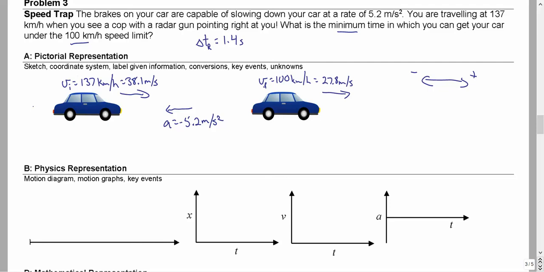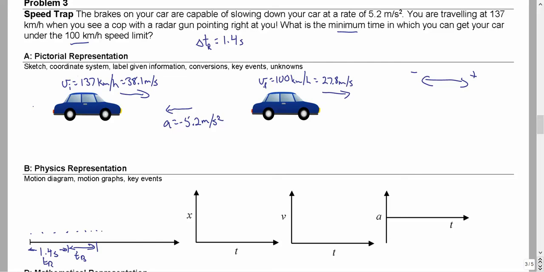So now let's take a look at how this would be represented in our graphical formats. So if we do our motion diagram, our initial velocity, we're going to have a period of time for that, 1.4 seconds. We're going to be moving at 38 meters per second, and then I'm going to start there. I'm going to slow down, slow down, slow down, and then I'm going to get to a point where during my braking time, I don't know what that number is yet, so this is our reaction time. This is our braking time.